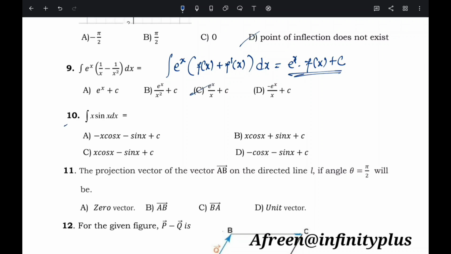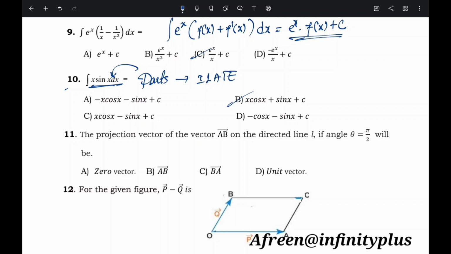Next, the 10th question, integration of x into dx. If you are well versed with integration, you know that this question follows the integration by parts method. So integration by parts means you have to follow the ILATE property. By following these two, you can observe that B is the answer for this 10th question.